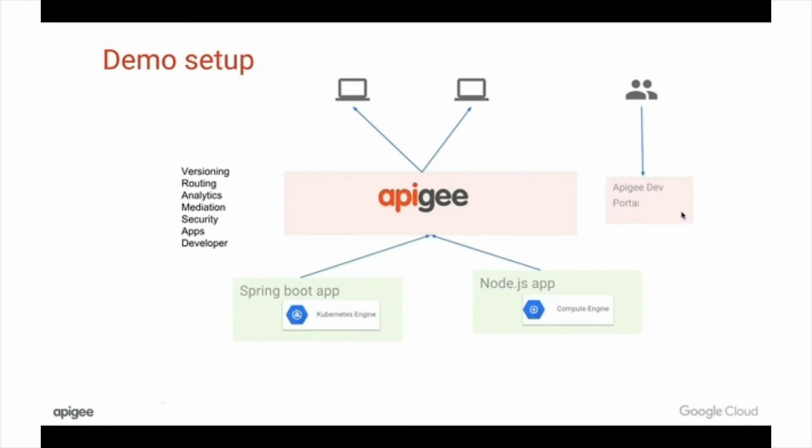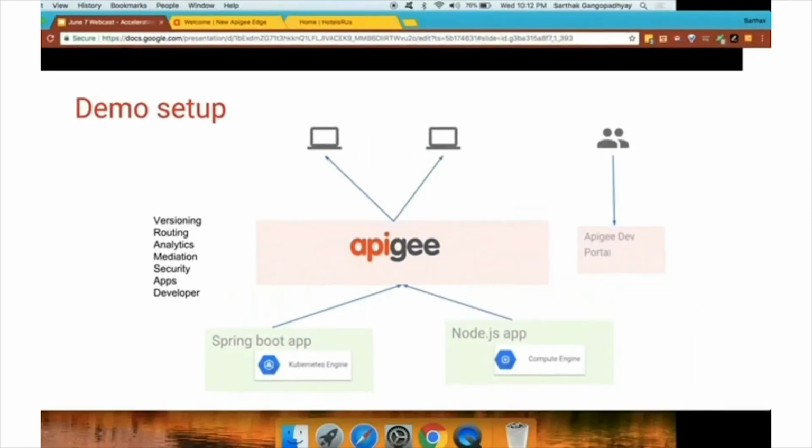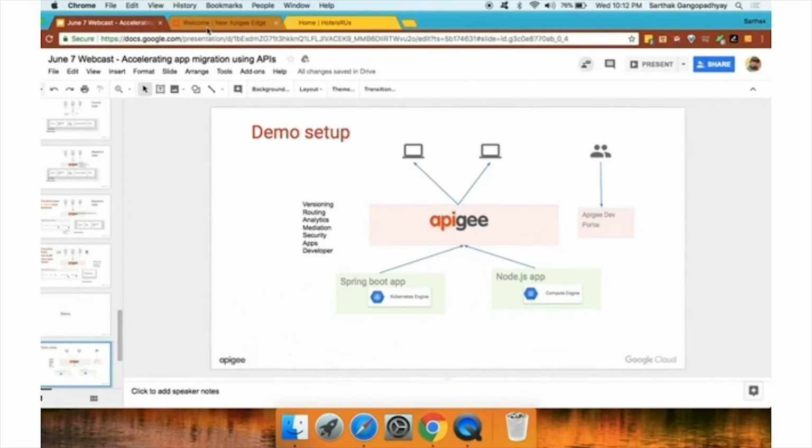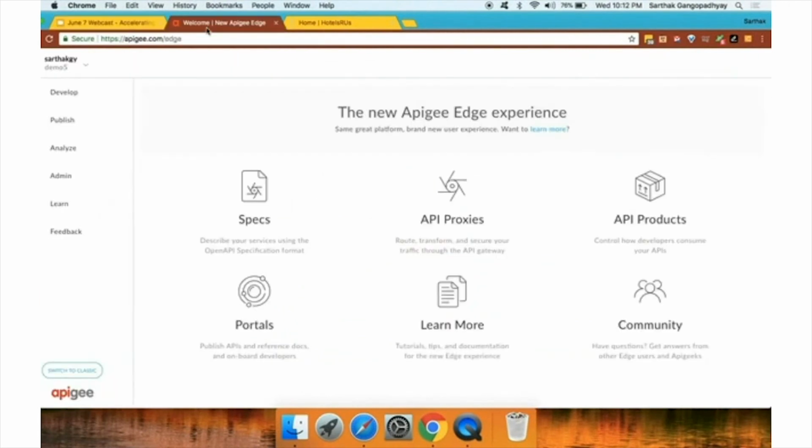And you have a developer portal. This is where your developers come in to understand and learn about those APIs and to get access to those APIs, and so on and so forth. So with that, let me jump into the Apigee console. This is what we call the management UI. When I log in, I have a few different menu items here, from something called spec to API proxies to products to portals. We are going to spend some time looking at API proxies. Let me actually come back to this in a minute.